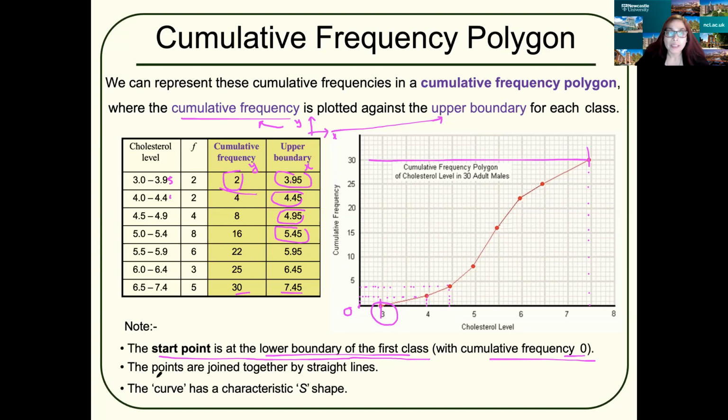Okay. The points are joined together by straight lines. Use your ruler to join the points. Please use your ruler to join the points. It should be a straight line. It's not a curve. It's not a smooth curve. It's a straight line. The curve has a characteristic S shape. So most of your data lies in this interquartile range.